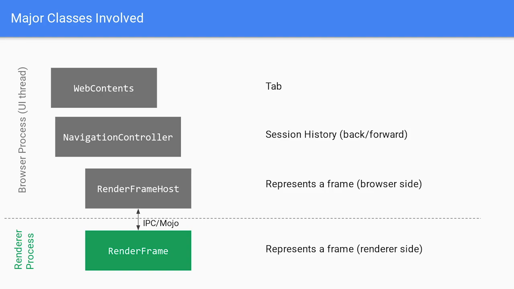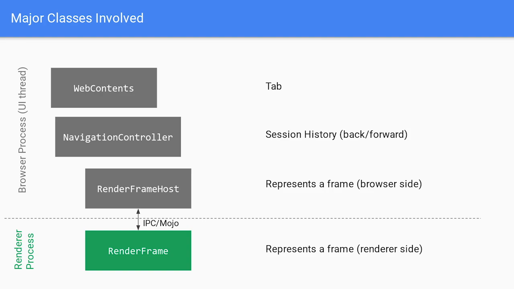Now, each web contents has another object called navigation controller. And when you actually do an Omnibox navigation, we'll go through navigation controller's load URL function. And navigation controller is basically your session history. So this keeps track of where you've been in a particular tab so that you can use your back and forward buttons to navigate back and forth. And note that this is different from browsing history, which is where you've been across all of your tabs.